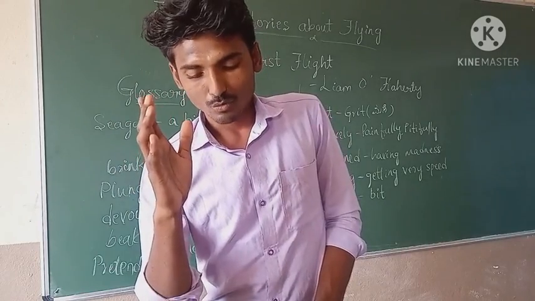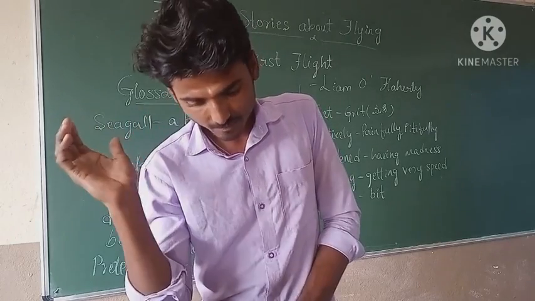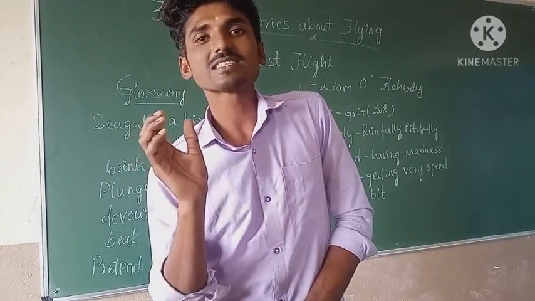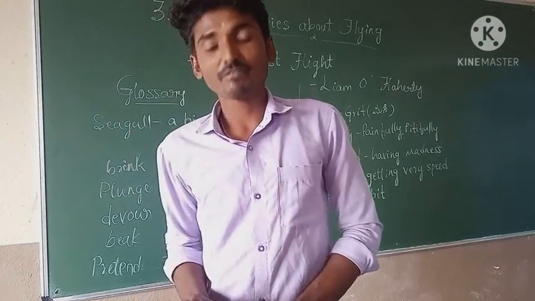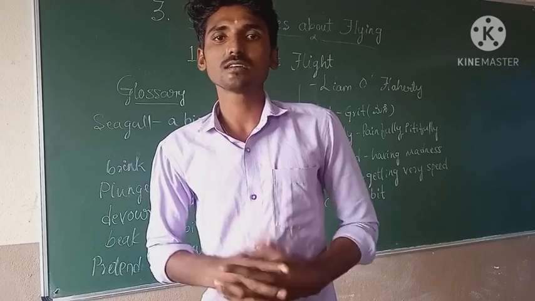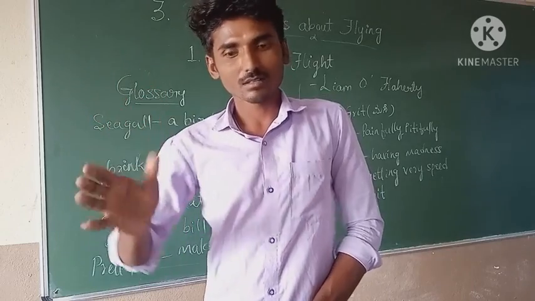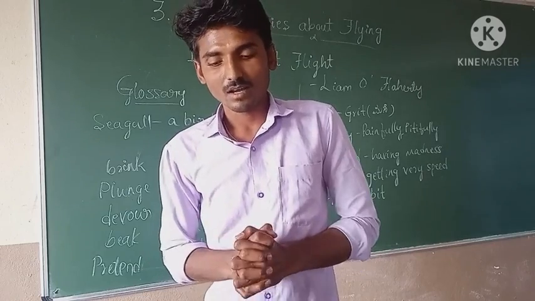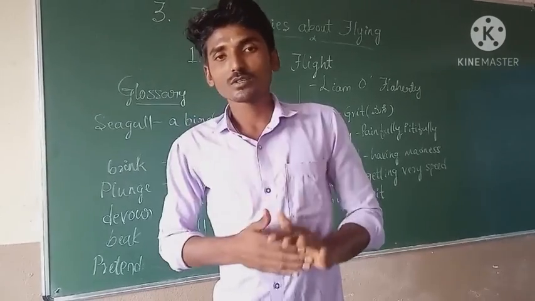The first story is about a young seagull, a bird that lives near the sea. In Kannada we call it samudra hakki. A young seagull is afraid to fly. How does he conquer his fear? This bird is very frightened, so let us understand how he conquers his fear. We are going to read the lesson now.